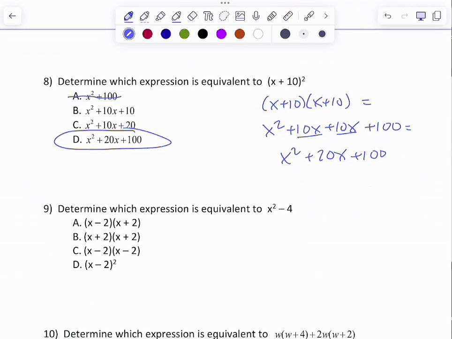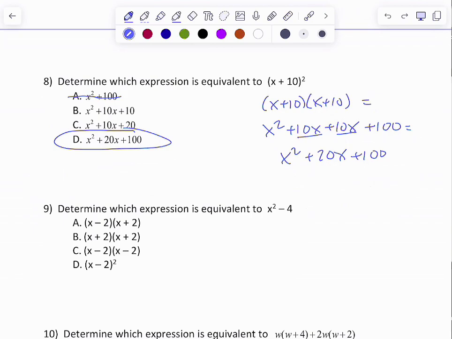Now 9 is kind of different because they have something that you can't multiply out. It's just as x squared minus 4. And they say determine which expression it's equivalent to. Now, as you get better at this chapter, you might be able to do this in your head, okay? But right now, I haven't showed you a way to do it in your head. You'd have to multiply these out.